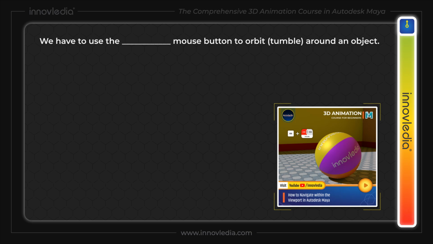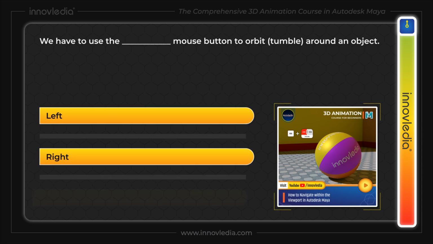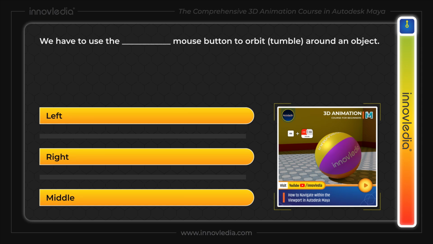We have to use the dash mouse button to orbit or tumble around an object. The options are left, right, middle. Your time starts now. And the correct answer is left.